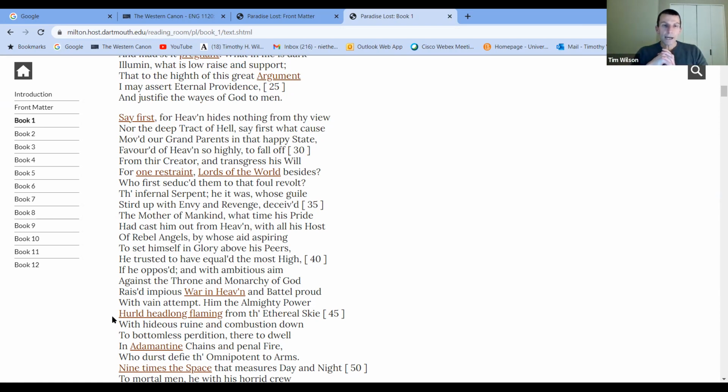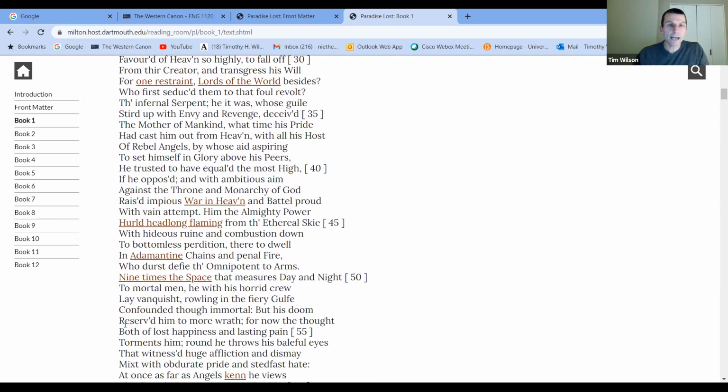Him the almighty power hurled headlong flaming from the ethereal sky, with hideous ruin and combustion down to bottomless perdition, there to dwell in adamantine chains and penal fire, who durst defy the omnipotent to arms. Just want to look at that sentence there for a bit. It's a typical Miltonic sentence.